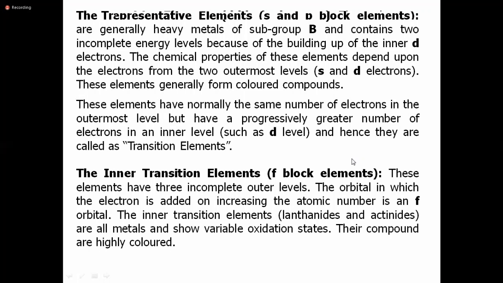Anyone? Similarly, previous... If the electron will move to the d orbital, that is called d block elements. Very good. And how about then transition element?